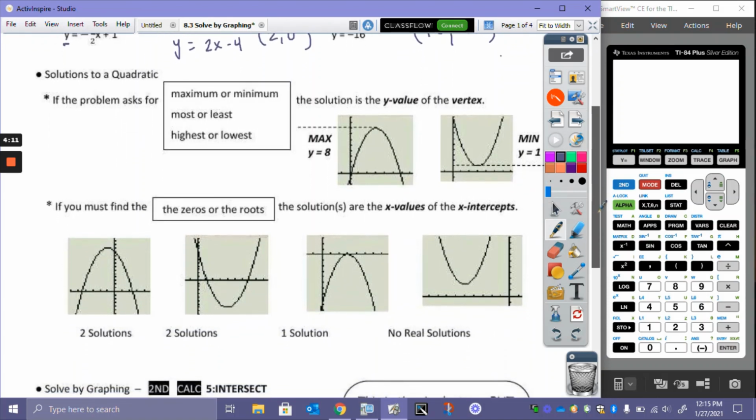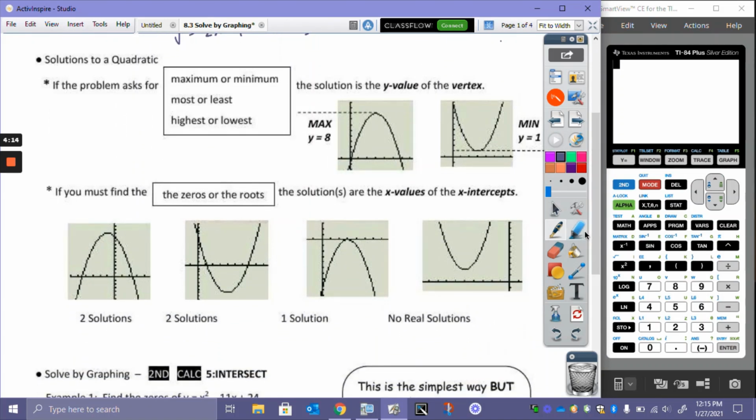All right, so now let's talk about our solutions, okay? If the problem asks you for a maximum or minimum, that is so small. So if it asks you for a maximum or a minimum, most or least, highest or lowest, all of this most or least and highest or lowest are the same thing here as our max or minimum. Okay, I'll write that down so you know. Highest would be our max, and lowest would also be our min.